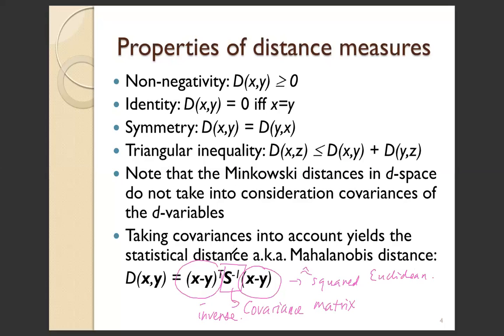And it does some kind of matrix multiplication here, right? So if your S is the identity matrix, then your distance between x and y will be just this, which is the sum of xi minus yi squared.